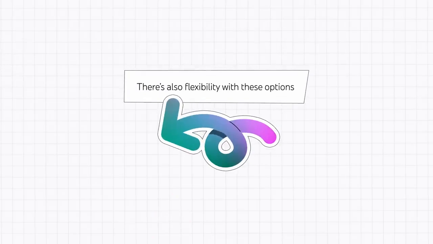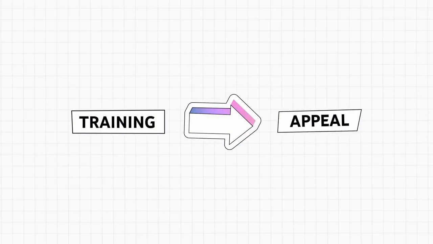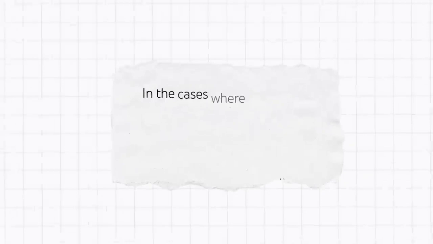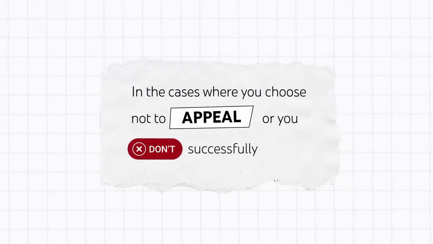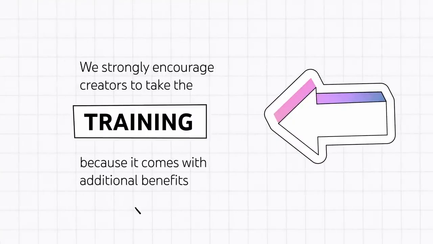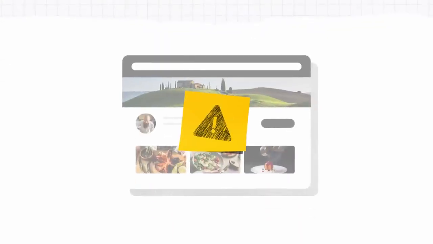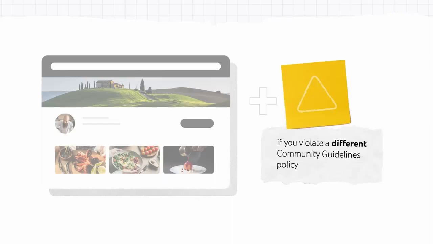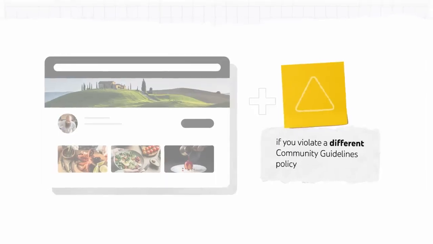Note that there's also flexibility with these options. You can choose to take the training and still also decide to appeal. Or, if you appeal and it's rejected, you can still take the training at that point. In the cases where you choose not to appeal, or you don't successfully appeal, we strongly encourage creators to take the training because it comes with additional benefits. It not only allows you to potentially remove the current warning from your channel, but it also grants you an additional warning if you violate a different community guidelines policy, so you have more opportunities to learn and avoid account restrictions in the future. Let's walk through an example of what this looks like.